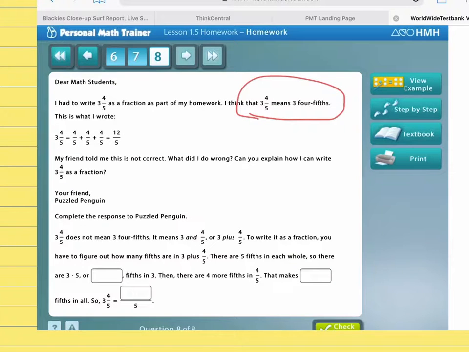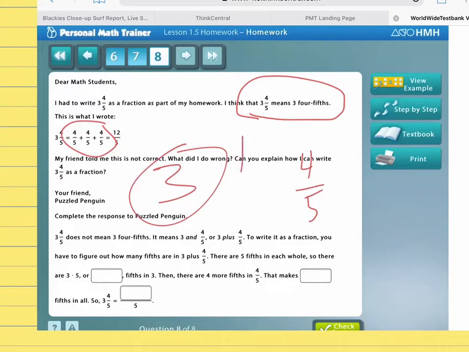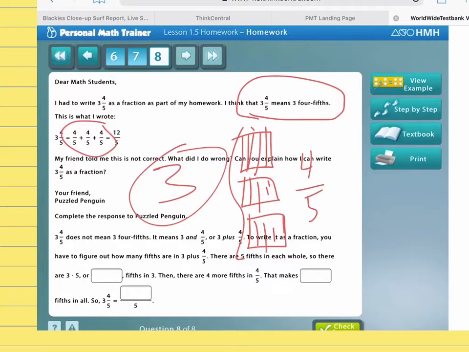And for our final problem, Puzzle Penguin is confused by this. He thinks that 3 4/5 is the same as 3 times 4/5, but it's not. It's 3 wholes and then 4/5 of a whole. So if you want to draw a picture to represent it, there are my 3 wholes, and if I cut these into 5 parts each, I would end up with 15 parts for these wholes and 4 more there.